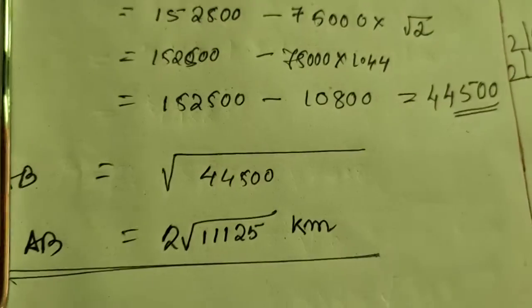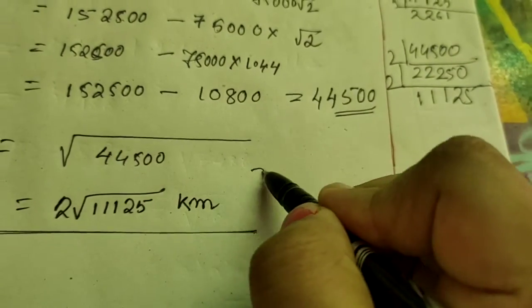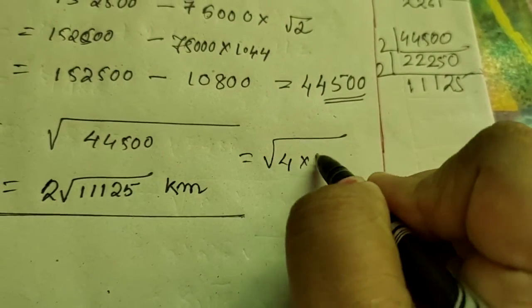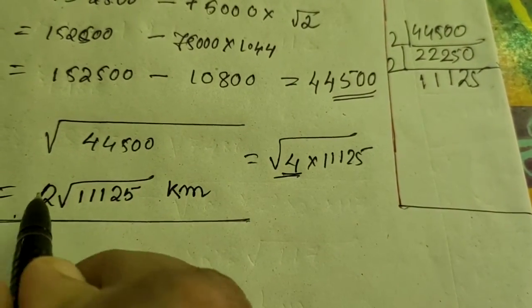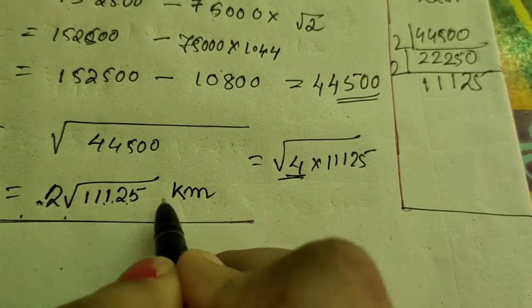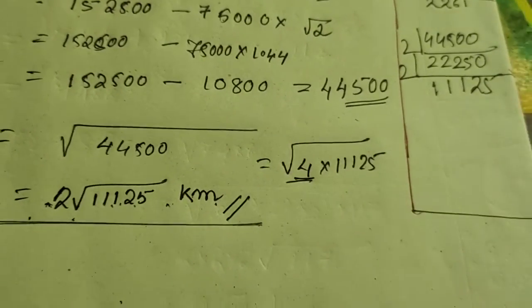So your answer will be, ultimately, root over 4 into 11125. So we can take this 4 outside of the root: 2 root 11125 kilometer. If you are keeping the answer like this, it is also okay.